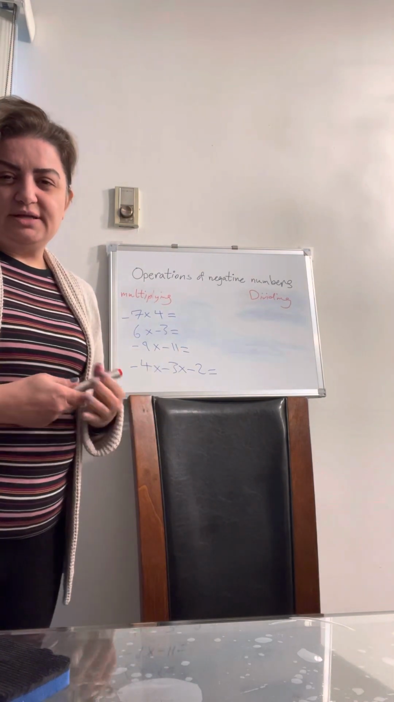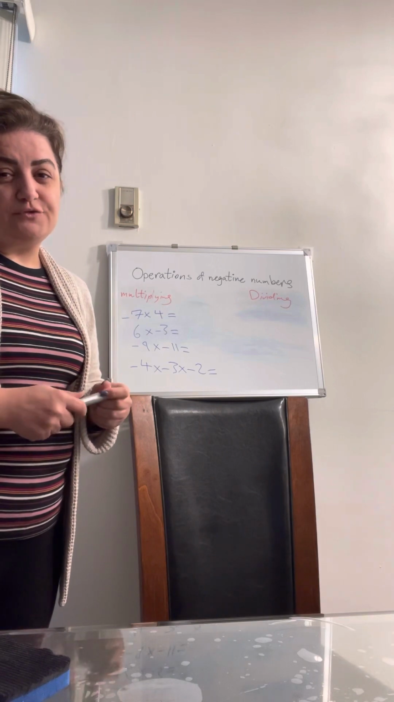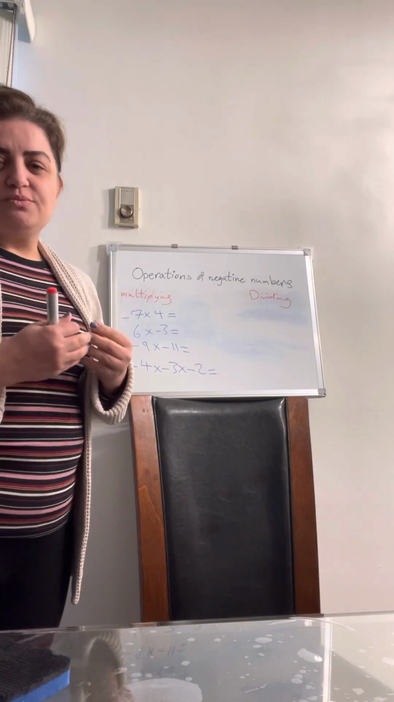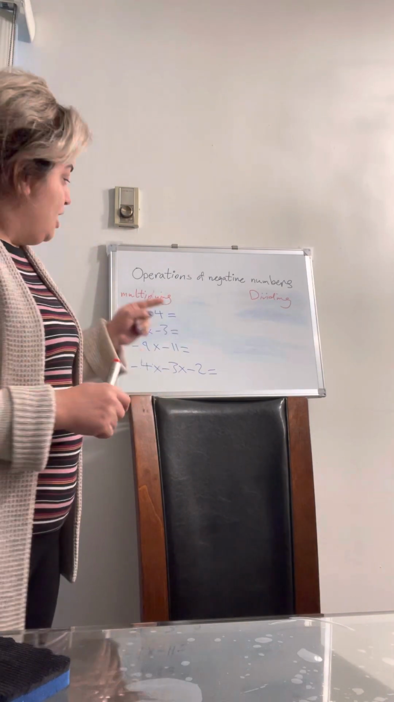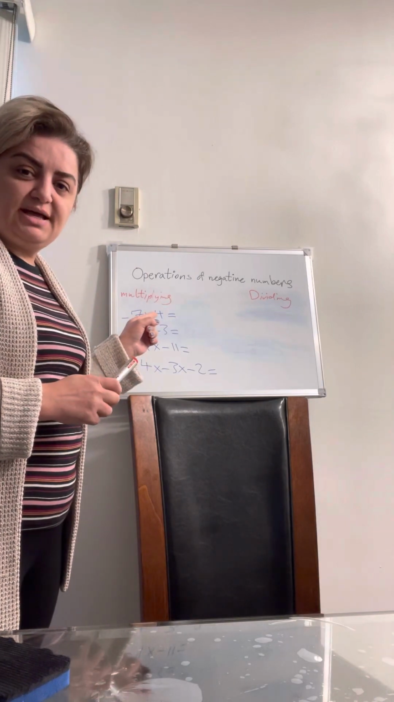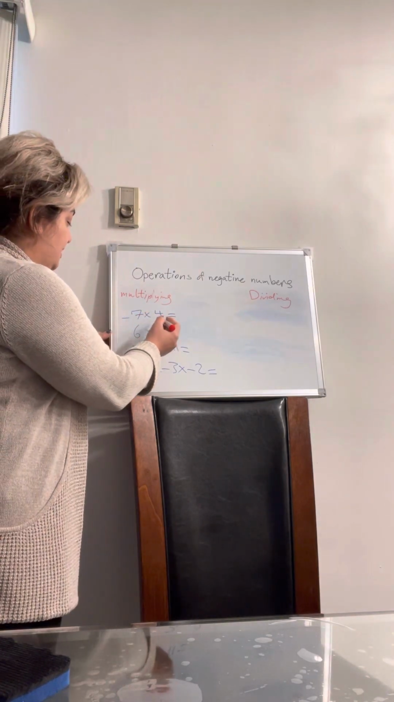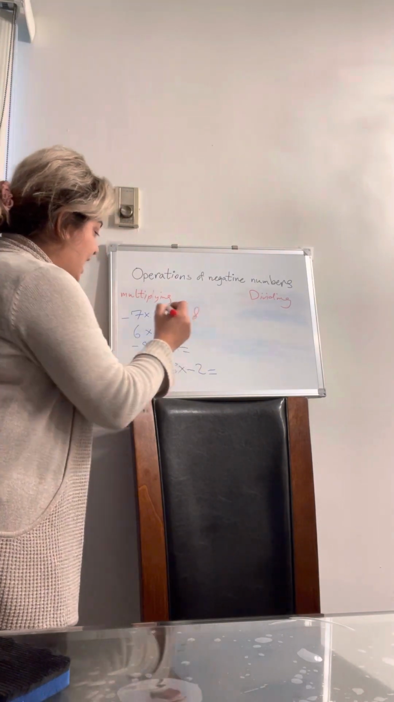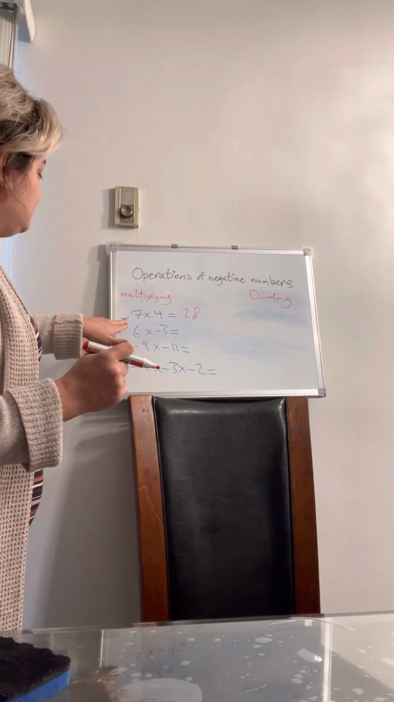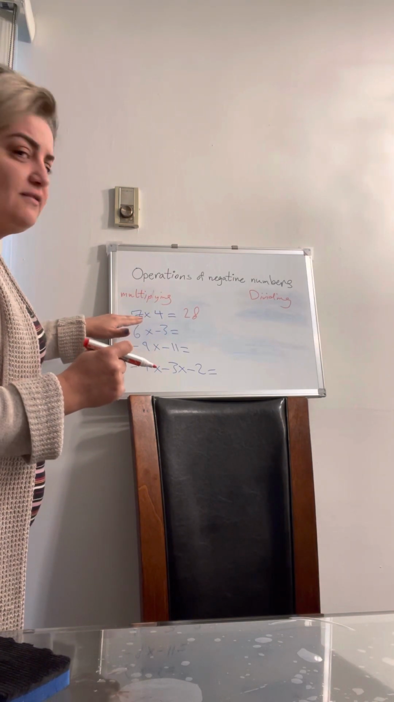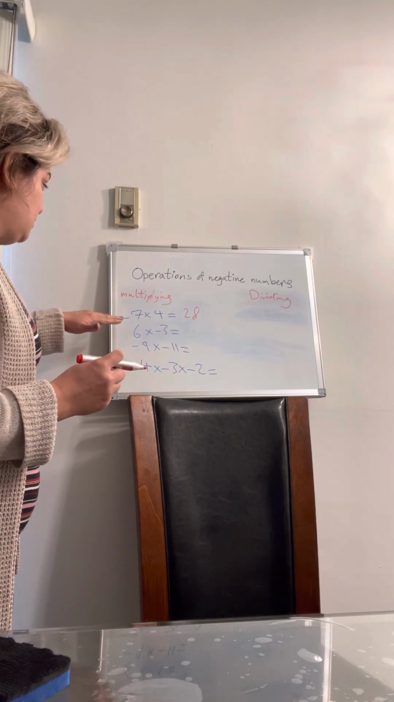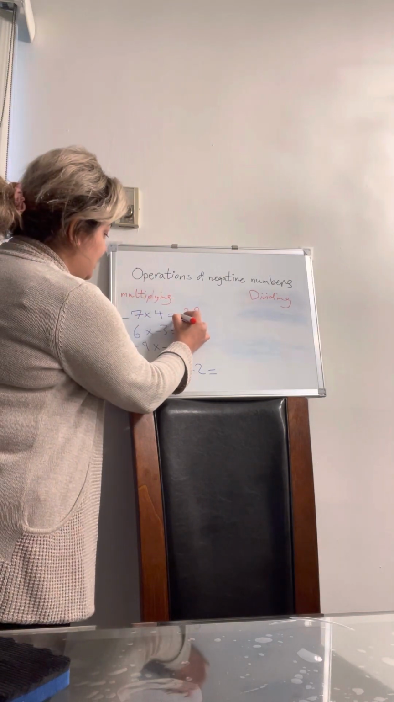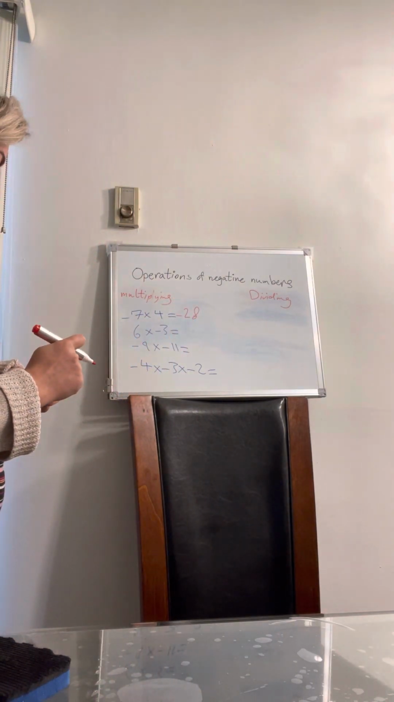Before I write the answer, I want to describe how to do this. For multiplying and dividing, first we do the operation. Multiplying, first we multiply the two numbers. 7 times 4 is 28. And we look whether we have one negative or two negatives in our example. It is one. One negative is alone, so it should be brought before our answer.